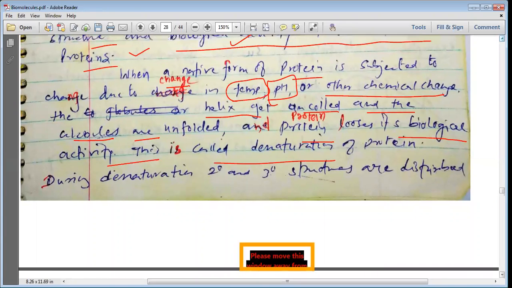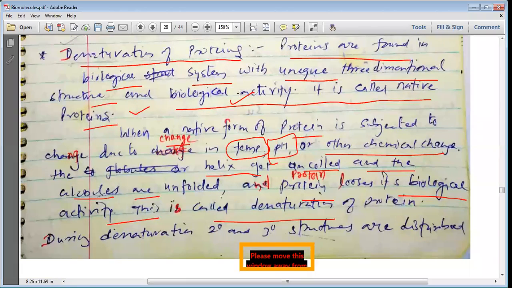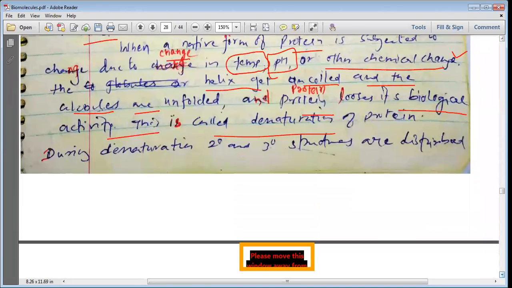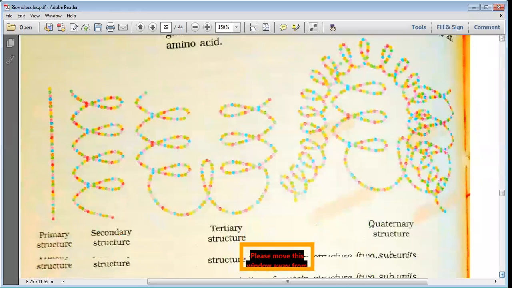Now let me explain it once again to you, my dear students, that generally proteins found in nature have unique structure and unique biological activity. But if these proteins are subjected to change in temperature, change in pH or some other chemical change, they lose their biological activity because their helix and polypeptide chains are uncoiled and unfolded, and this process is known as the denaturation of protein. During denaturation of protein, secondary and tertiary structures are disturbed, but the primary structure is not disturbed.